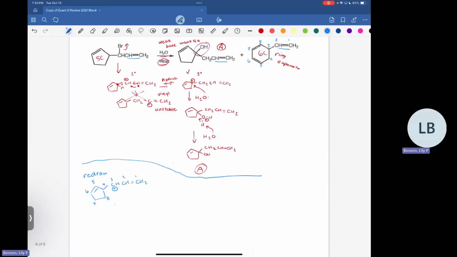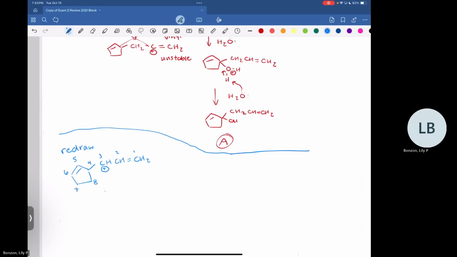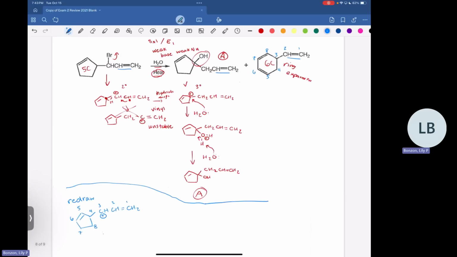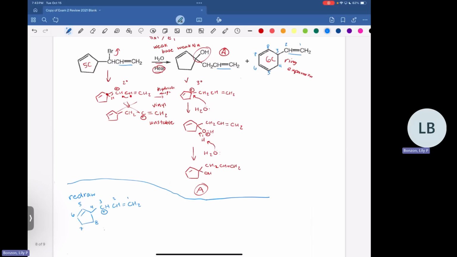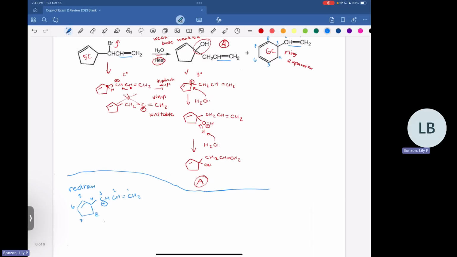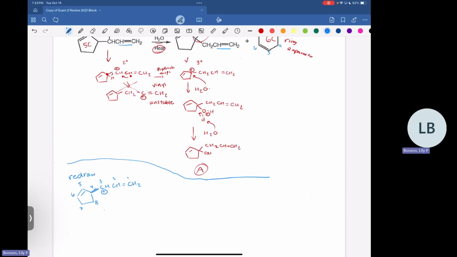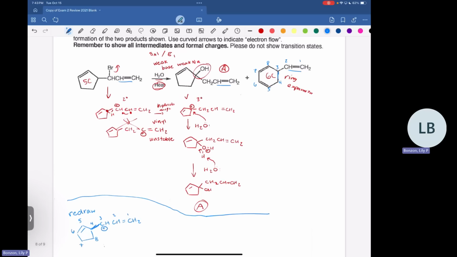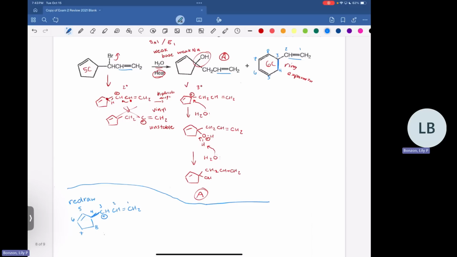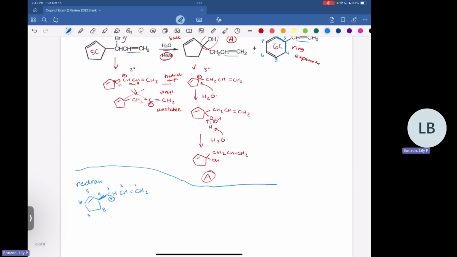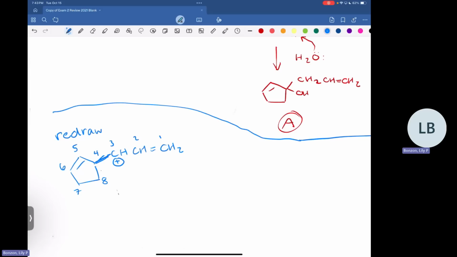So I see in the structure we went from 5 carbons to 6 carbons, and it looks like we also formed an additional double bond. The first thing I'm going to do is the ring expansion. We went from 3 and 4 here, now 3 and 4 are here. So we formed a bond between 3 and 8. So I'm going to draw an arrow from the bond between 4 and 8 towards the positive charge on carbon 3.